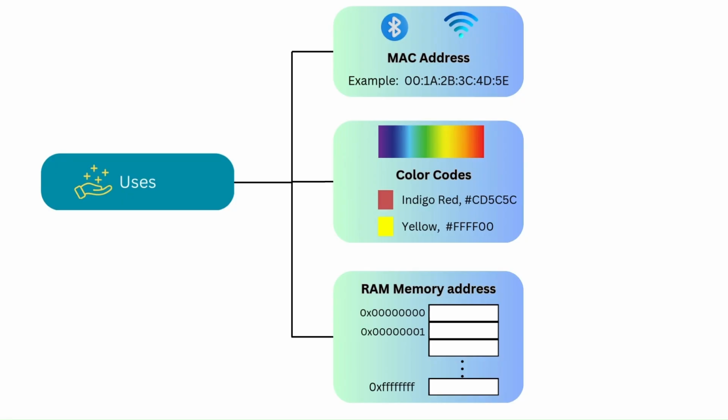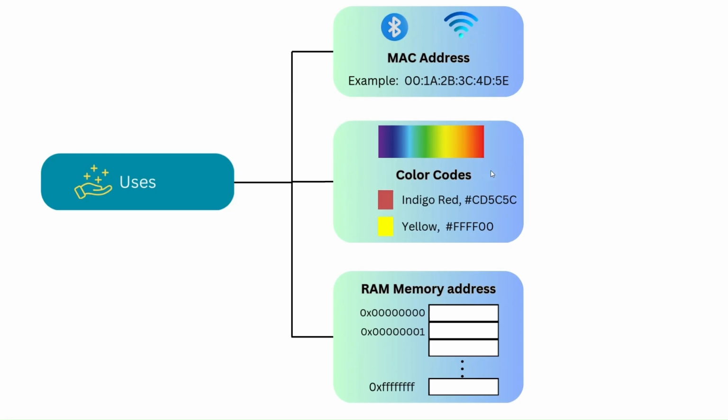So today, first let's discuss the uses of hexadecimal notation, where it is used frequently. I will tell you some examples. If you observe Bluetooth or Wi-Fi MAC addresses, those are represented in hexadecimal numbers. For example, this is a MAC address, 00:1A:2B:3C and so on. These are all hexadecimal only.